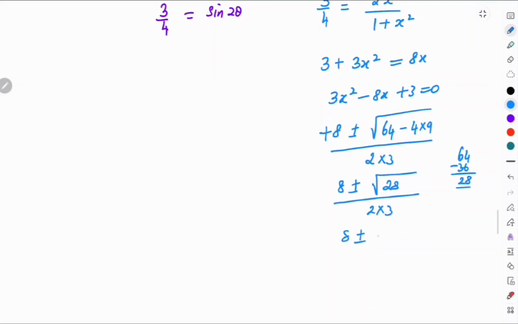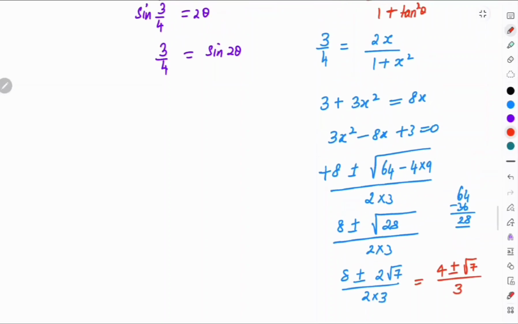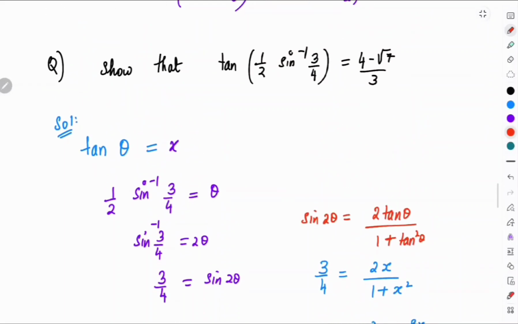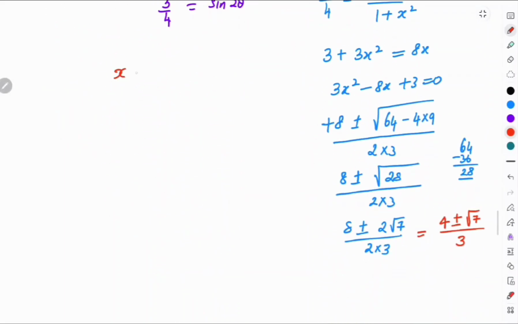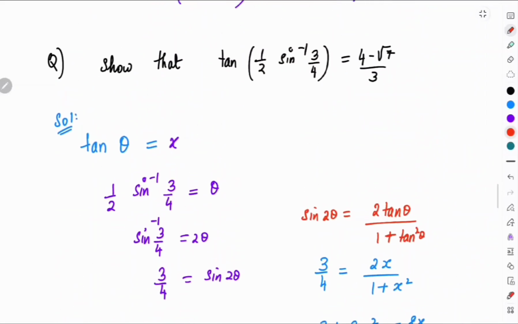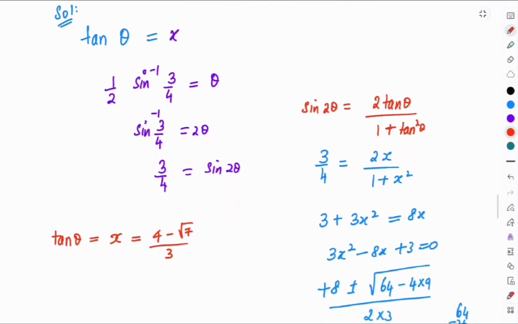So 28 by 2 into 3. Here I can write 8 ± √(4·7), which is 2√7, divided by 2 into 3. So now I can write (4 ± √7)/3. So the proof is (4 − √7)/3. So here I can conclude x = (4 − √7)/3. That's nothing but tan θ. Hence we have proved that tan of (1/2) sin⁻¹(3/4) is equal to (4 − √7)/3.